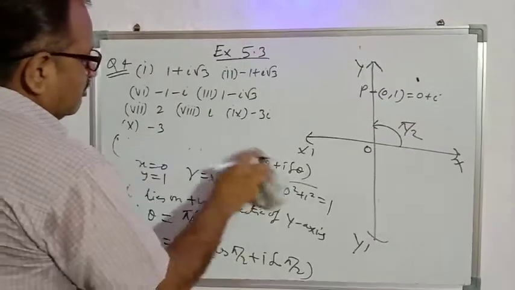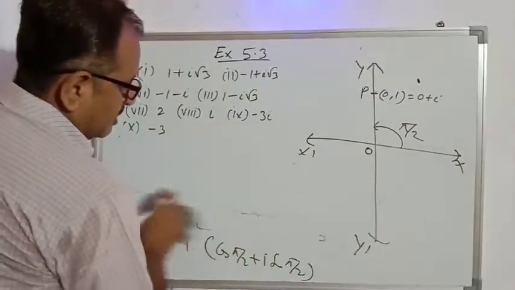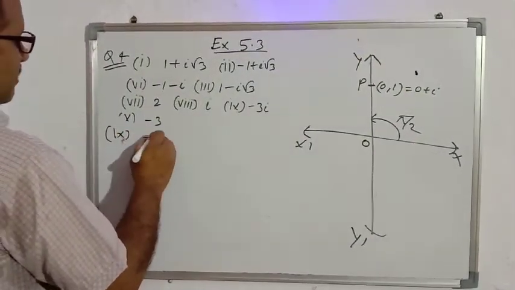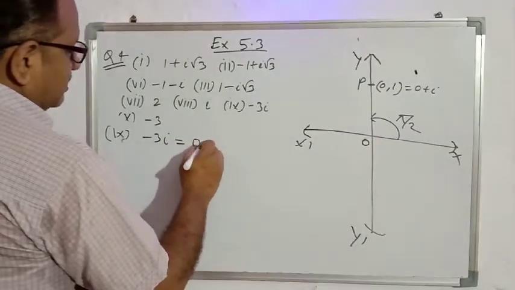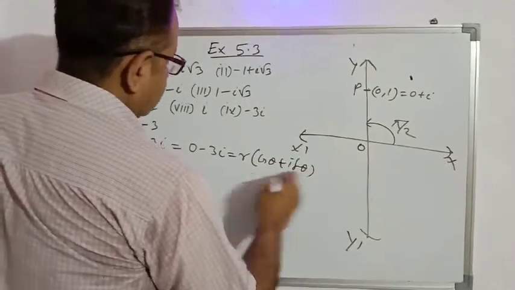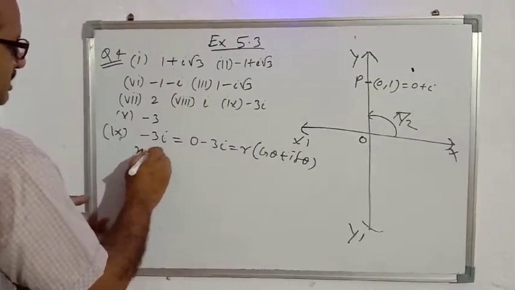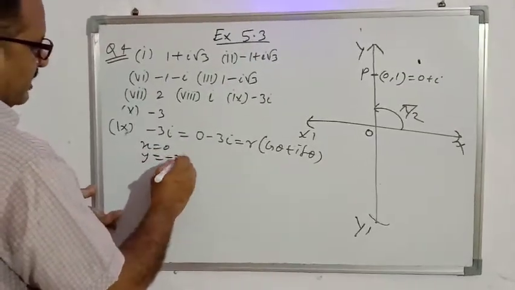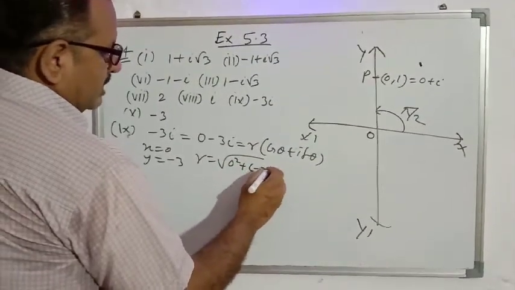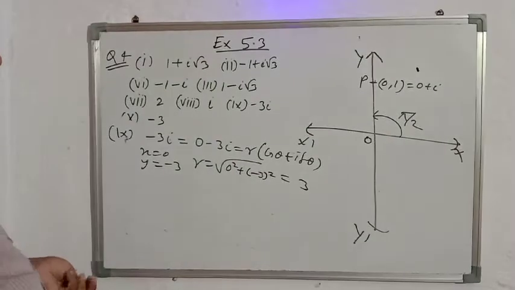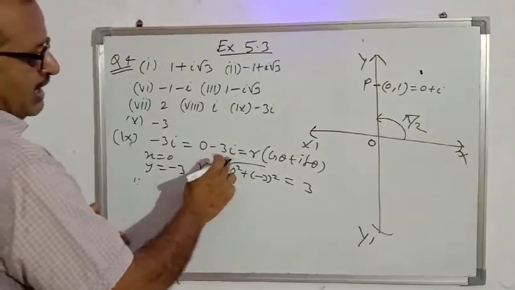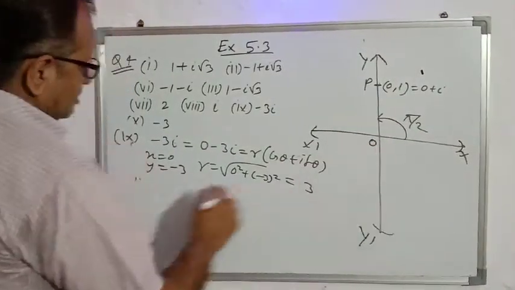See the 9th, minus 3i. Again we can write it 0 minus 3i, or cos theta plus I sin theta. Here real part x is 0 and imaginary part y is minus 3. How will we find r? 0 square plus minus 3 square. So it will come 3. R is equal to 3. But minus 3i will lie on the negative direction of y-axis.